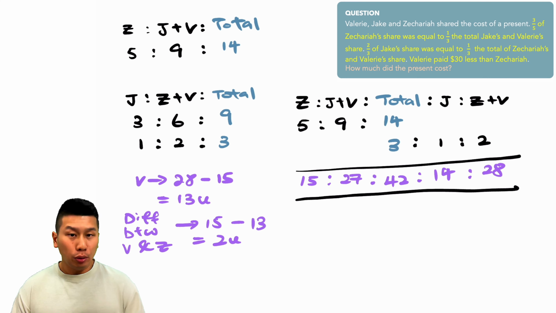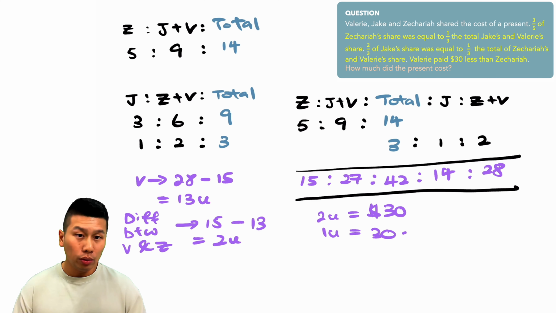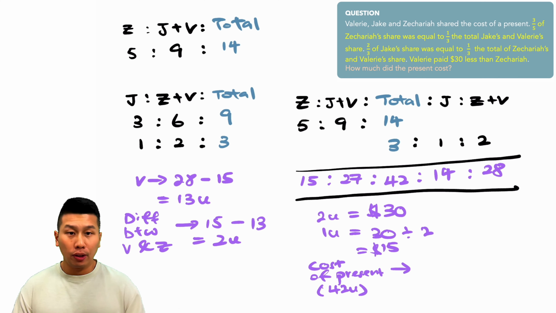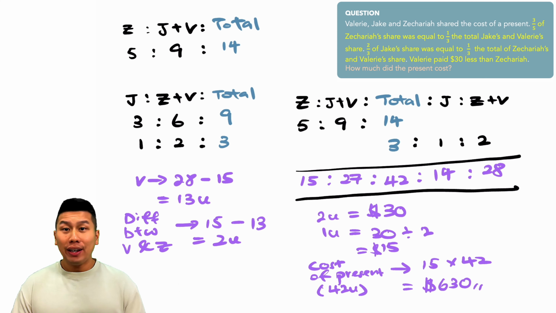So since the difference of 2 units is equivalent to $30, we can find 1 unit. 30 divided by 2, giving me $15. And to find the cost of the present, represented by 42 units, let's write it down first. Cost of present, 42 units. Okay, we will use $15 multiplied by 42 units, giving us $630. Okay, and there we go.